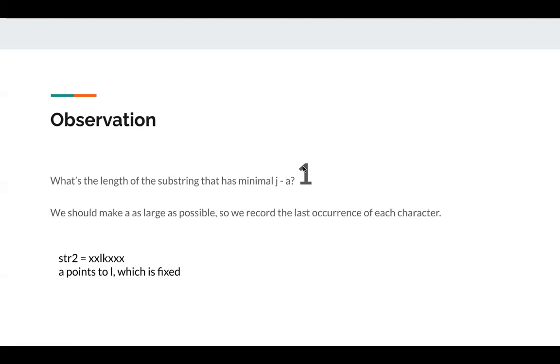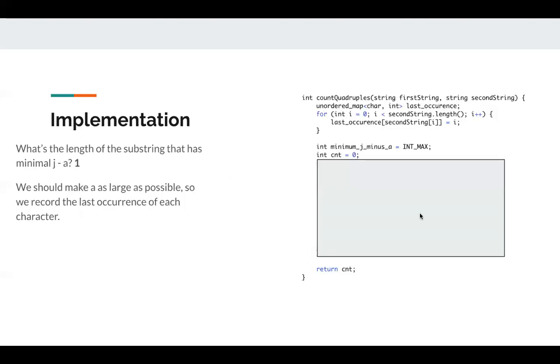And we know that we just match one character. And for the second string, we know there are a lot of characters. Since we want to make this formula minimal, we want to make a greater. So we need to record the last occurrence of each character in the second string, right? So we have a last occurrence map. It's recording the last index of each character in the second string.